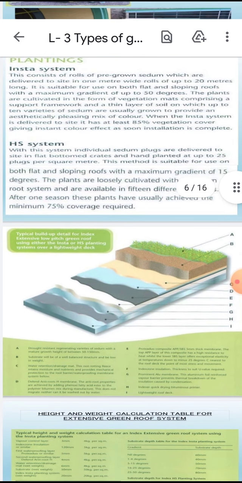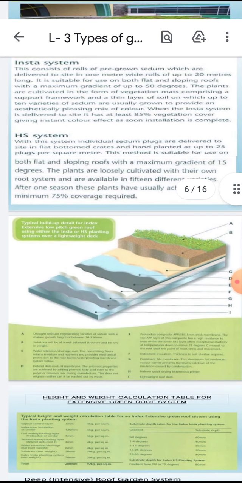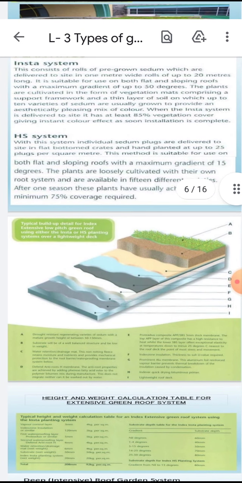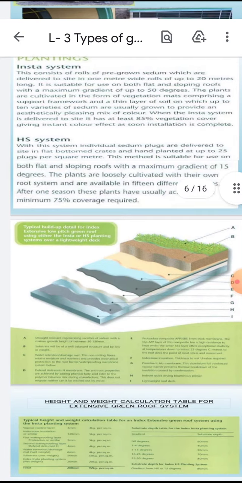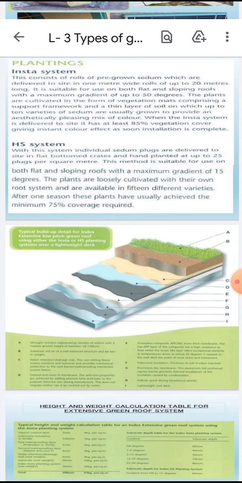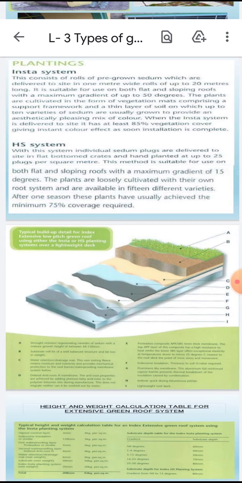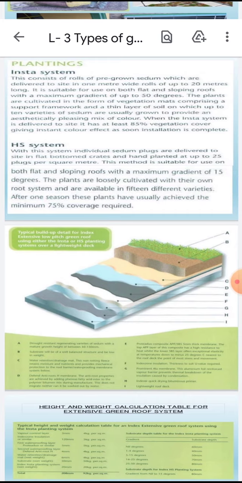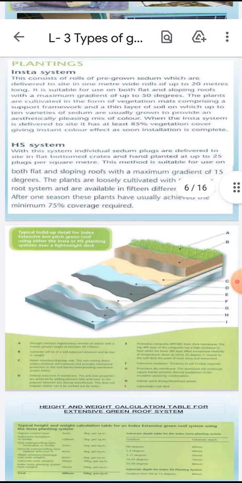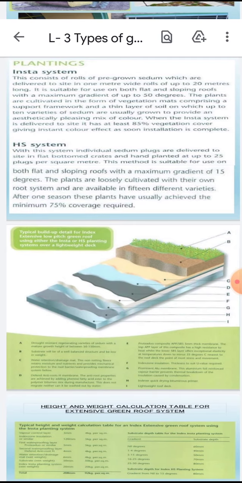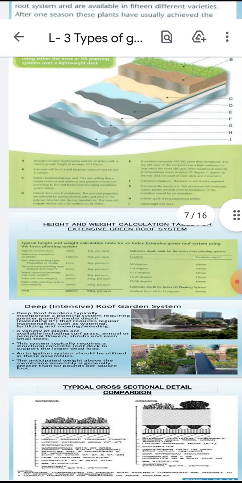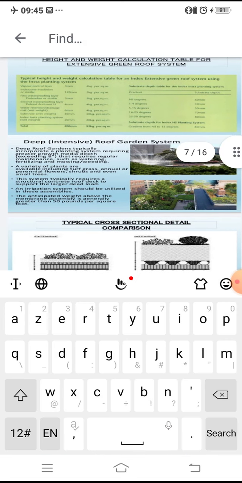Then in the HS system, individual sedum is generally selected, up to 25 centimeters, and it is dipped into the soil. For the cultivation, there may be about 15 different varieties. Suppose we select small vegetative plants used for ornamental purposes, which we use; such plants are used in this. Then in this one, the height and the weight are generally calculated.